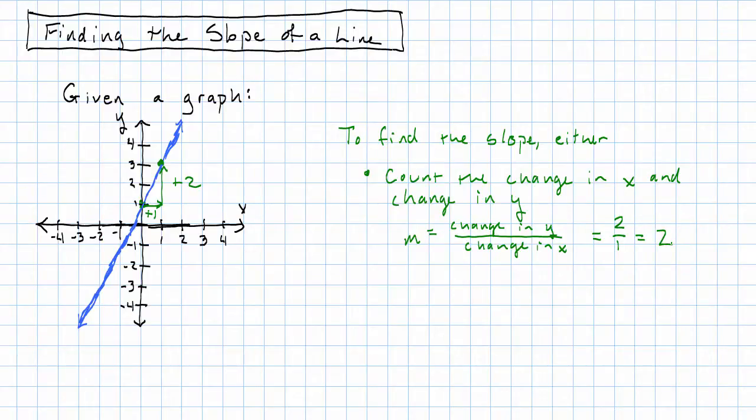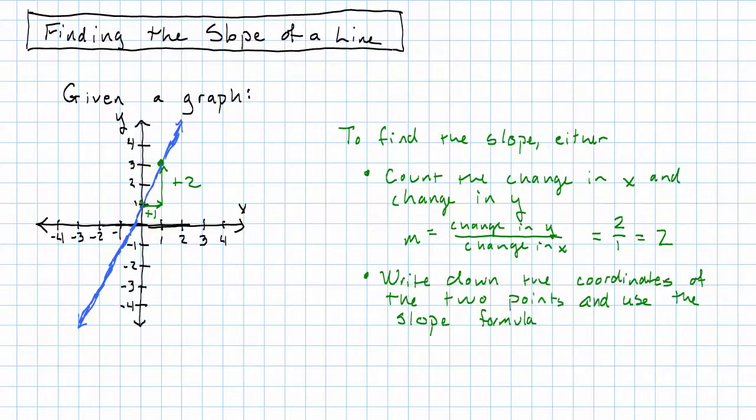Or, if we don't feel like counting it out, we could instead write down the coordinates of the 2 points and use the slope formula. So the 2 points that I've marked here, this one is x equals 0, y equals 1, and this one is x equals 1, y equals 3.